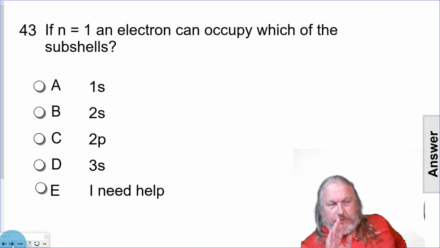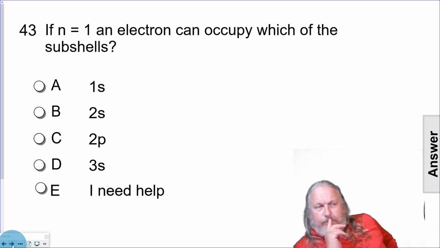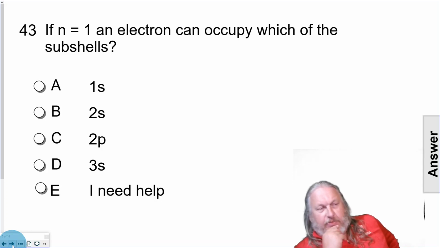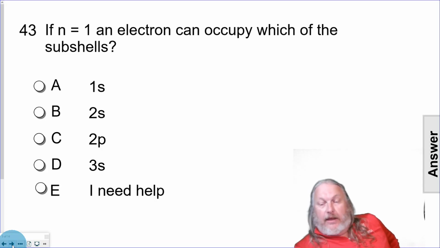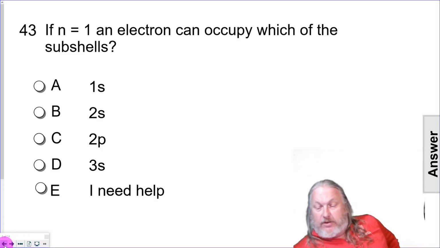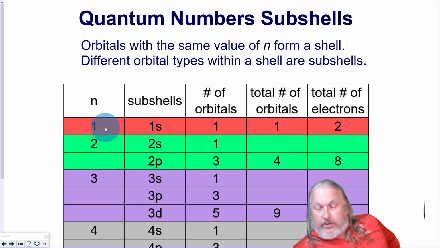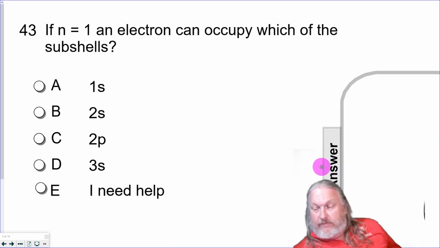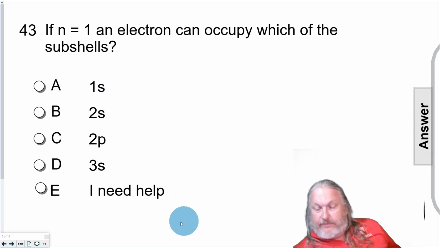So let's do a quick check. If n equals 1, an electron can occupy which of the subshells? The 1s, the 2s, the 2p, or the 3s? Now, if you go back to our chart, n equals 1 can only have 1 subshell, the 1s, so of course that's going to be A. If you don't believe me, there you go, A.